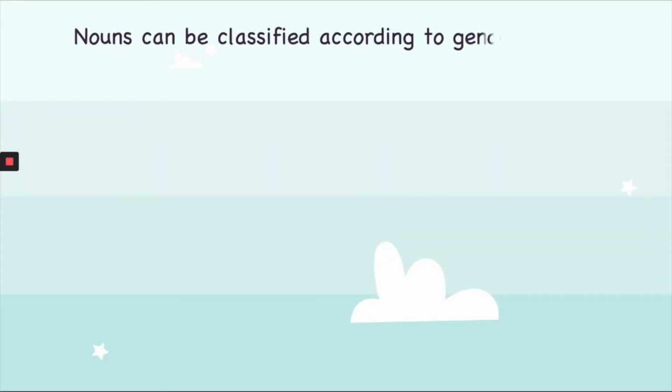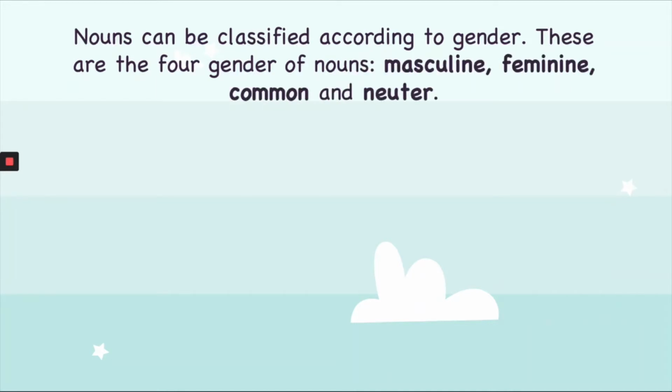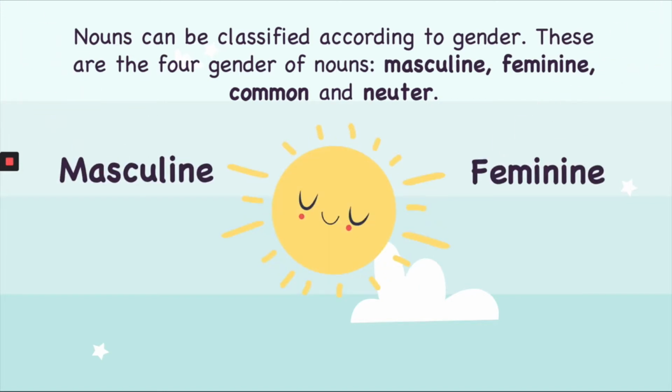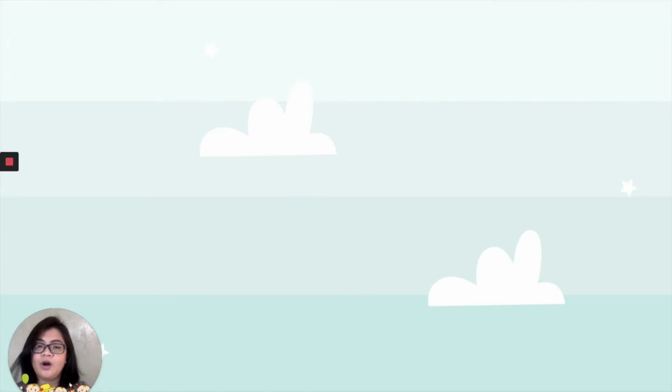Okay kids, so now let's talk about the different gender of nouns. These are the 4 gender of nouns: masculine, feminine, common, and neuter. Again, the 4 gender of nouns are masculine, feminine, common, and neuter. Now let's talk about all of these gender of nouns one by one. So let's start with masculine.